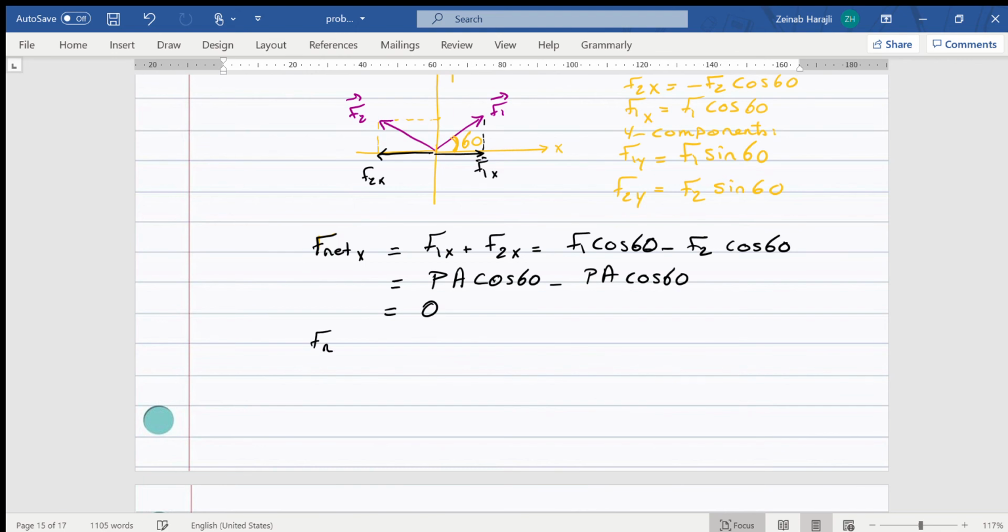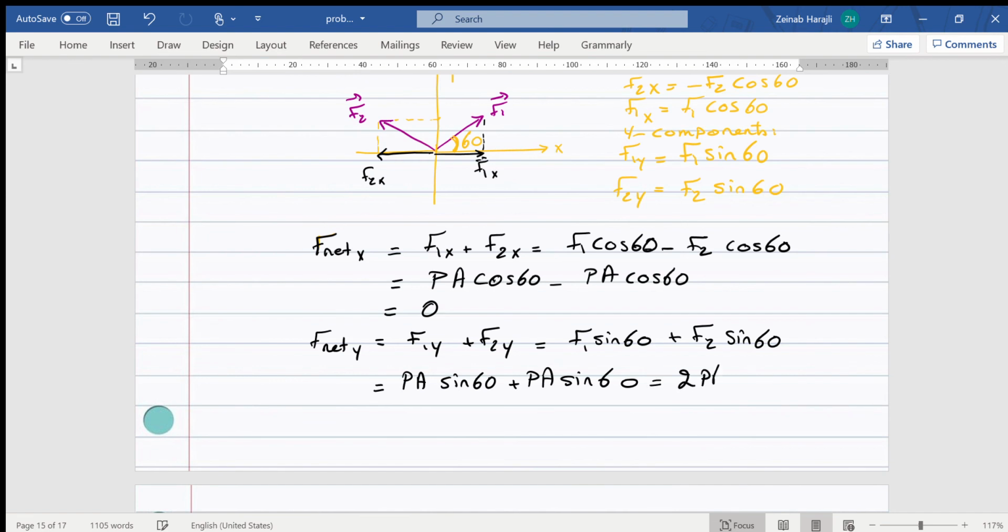If we look, however, at the net force along y, this will be F1y plus F2y, which is F1 sine 60 plus F2 sine 60, which is PA sine 60 plus PA sine 60. So this is 2PA sine 60, and this is the value for the y component, and this is actually F net itself because we have no x components, right? So it will just be equal to the y component itself.